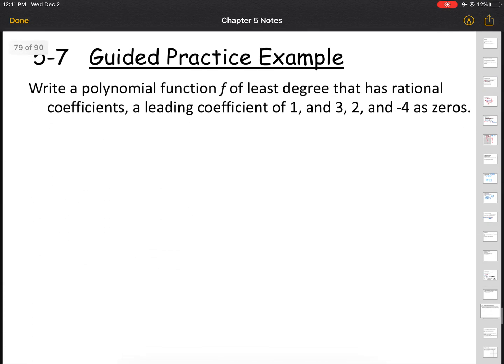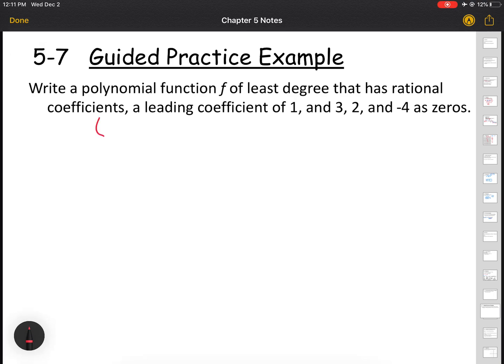So the first thing we're going to do is write a polynomial function f of least degree that has rational coefficients, a leading coefficient of 1, and 3, 2, and negative 4 as zeros. Okay, so we're actually going to write the function ourselves, given the zeros already. So what we could do, knowing that these are zeros, is write them in factored form.